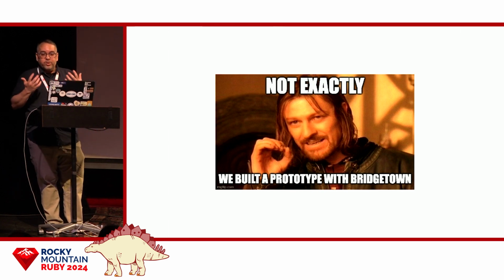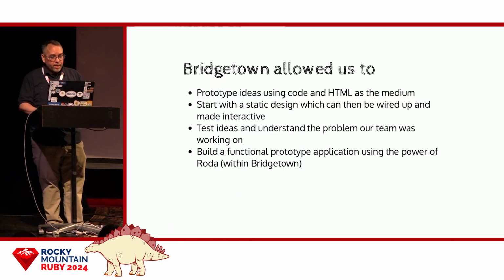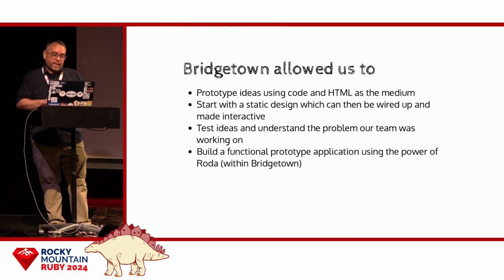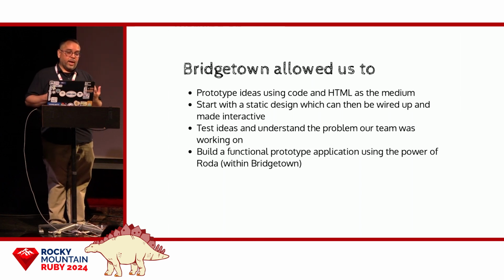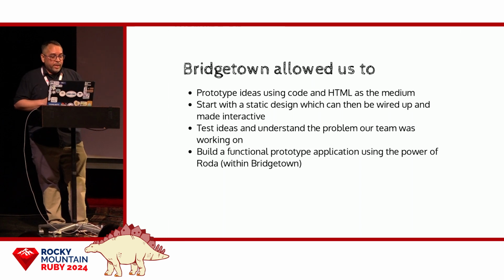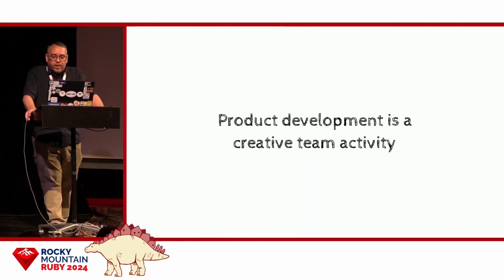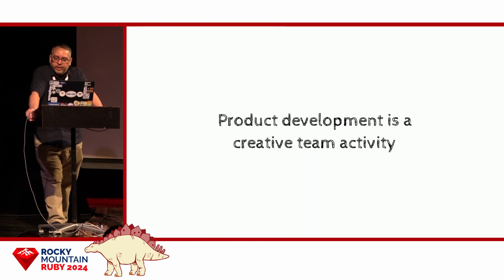But I think there's a place to explore what all of us can do with Roda or even with Bridgetown. Bridgetown allows us to prototype ideas using code and HTML as the medium. We were able to start with static design, which can then be wired up and made interactive and really interact with other APIs. It allowed us to test ideas and understand the problem our team was working on, right? Like this domain. And then we were able to build a functional prototype application using the power of Roda within Bridgetown. So, all to say that product development is a creative team activity, which requires sharing ideas, criticizing, and evolving them.